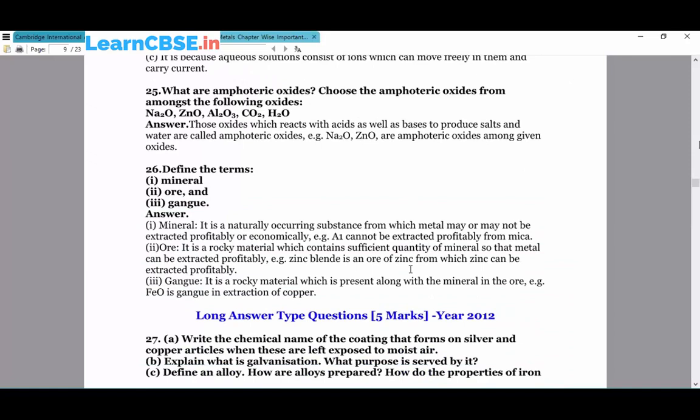What are amphoteric oxides? Choose the amphoteric oxides from among the following oxides: Na2O, ZnO, Al2O3, CO2, H2O. Those oxides which react with acids as well as bases to produce salt and water are called amphoteric oxides. So for example, Al2O3 and ZnO are the amphoteric oxides. The remaining Na2O is a basic oxide and CO2 is an acidic oxide.